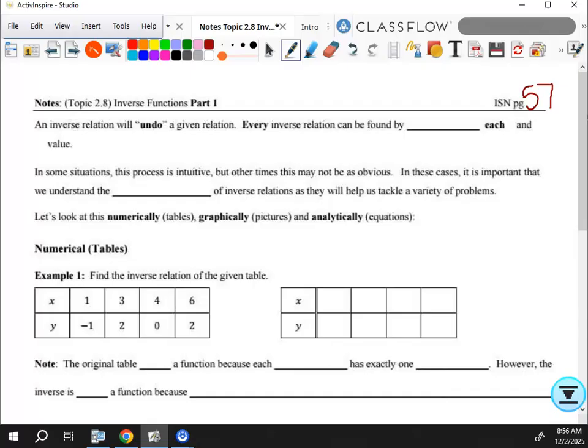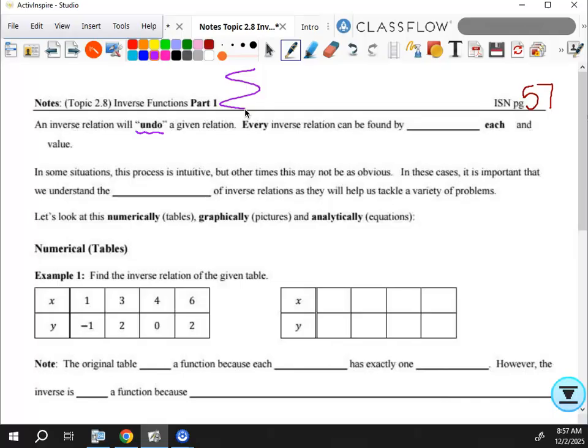So an inverse relation will undo a given relation. Now this is called inverse functions, but we're talking about relations. Something that is not a function is a relation. Honestly, they're all relations, but function is a better name. If it is not an actual function, let's say that it looks like this, I could still graph it, and that would be a relation because we're relating an x value to a y value. But that would not be a function.